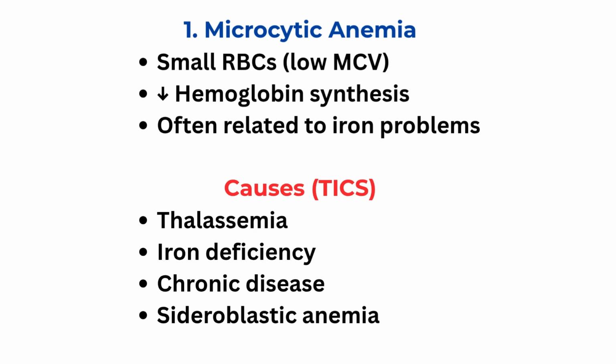1. Microcytic anemia. Microcytic anemia means small red blood cells, usually due to low hemoglobin. In short, microcytic anemia is: 1. Small RBCs, low MCV. 2. Decreased hemoglobin synthesis. 3. Often related to iron problems. You can remember the causes using TICS, that is thalassemia, iron deficiency, chronic disease, and sideroblastic anemia. Causes: TICS, T for thalassemia, I for iron deficiency, C for chronic disease, S for sideroblastic anemia.